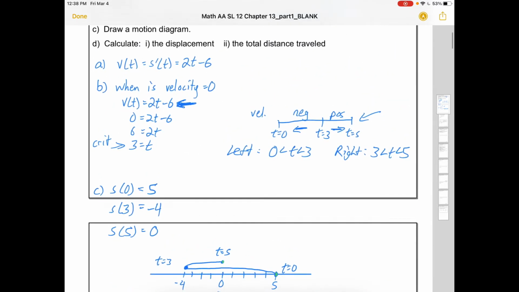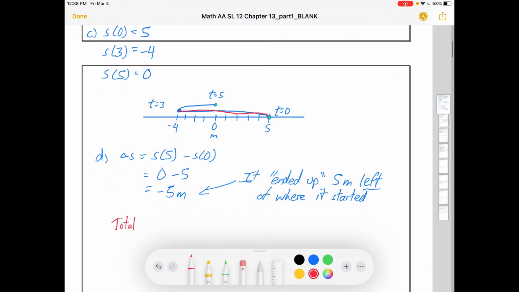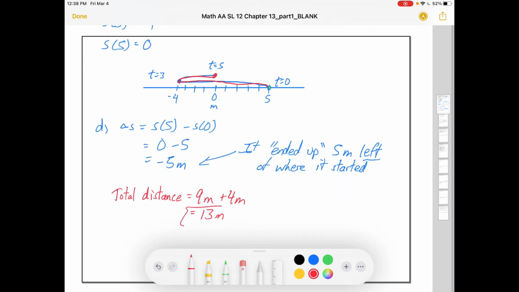Now, the other question is the total distance traveled. That essentially means how long a path did it take? Well, it went this way, which is 9 meters. So total distance is going to be 9 meters plus another 4 meters. Distance can't be negative. Displacement and position can be negative, but distance is always going to be positive. So that's one way that we can answer these questions. We can come up with a motion diagram and figure out the total distance. We could have done the displacement pretty easily, but maybe there are slicker ways to approach this.